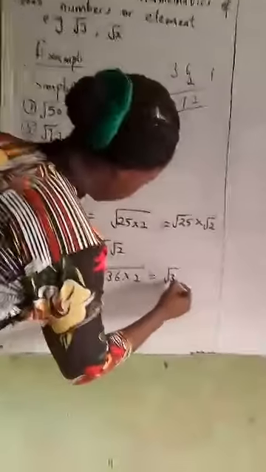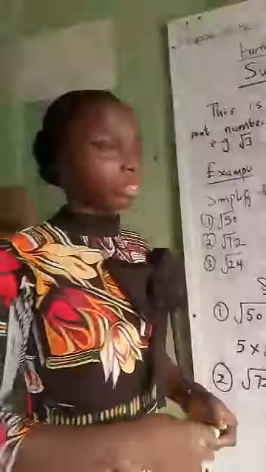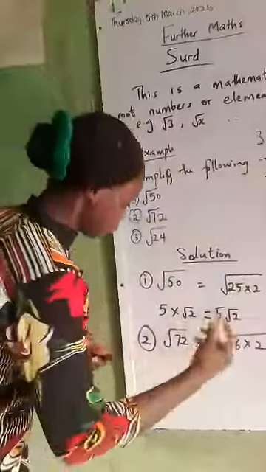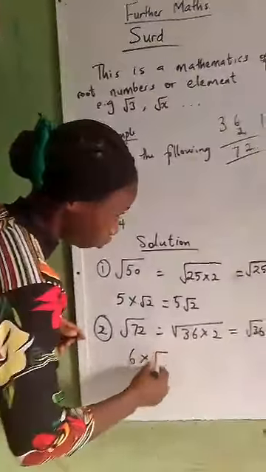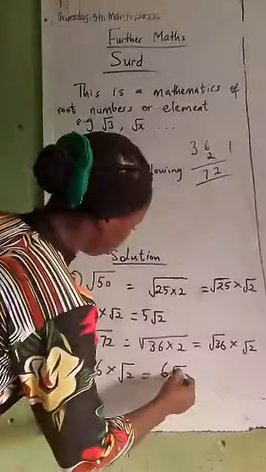2. Alright, so we can separate them. Just look, separated: root 36 times root 2. So now root 36 is a perfect square, right? So what do I multiply together to get 36? That is 6 times 6. Just write your 6 times root 2, and that equals 6 times root 2, which will give me 6 root 2.